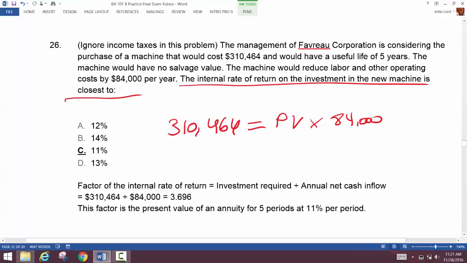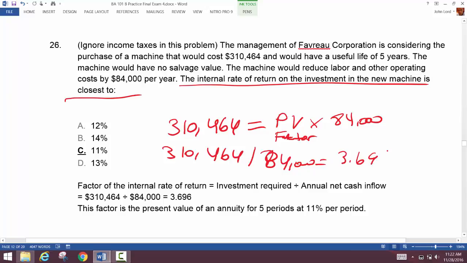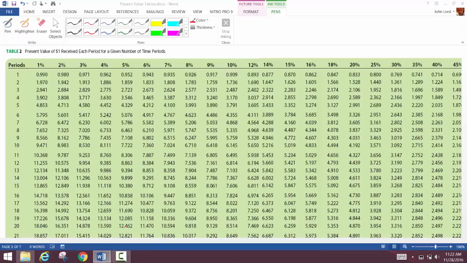Okay, good. So I just want to come up with that present value factor. 310,464 divided by 84,000 equals what? 3.696. And that's 3.696 for how many years? 5 years. So I go to the present value of the annuity table, 5 years, and I run my finger along until I find what?